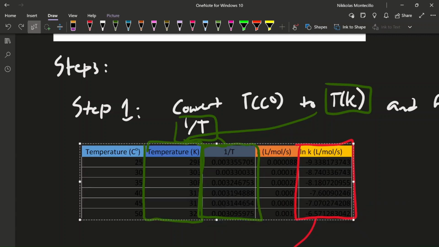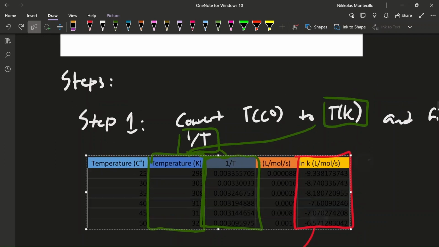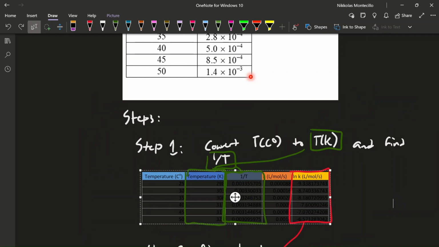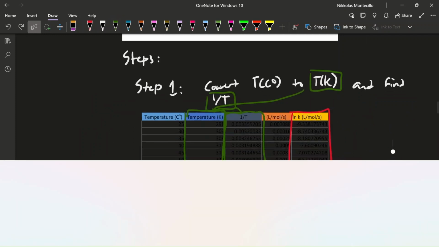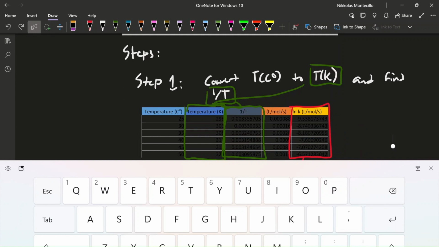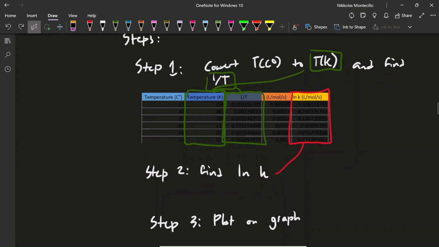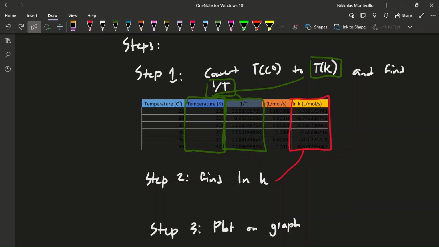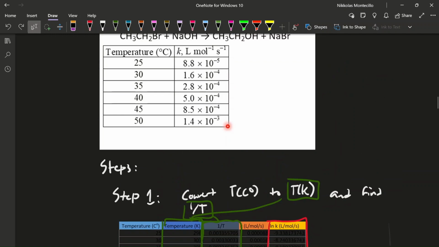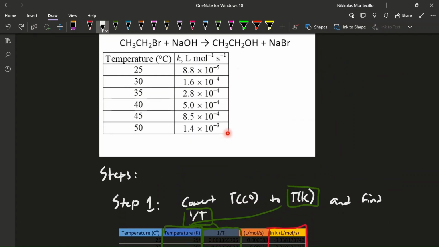So essentially, I just convert the temperatures. I'm not sure if you can properly see these values, but essentially you just convert temperatures in Celsius to Kelvin, and then you find the inverse of those temperatures, right? And then you also want to find the natural logarithm of K. So you want to apply the natural logarithm to K for all of these rate constants. So let me just clarify.